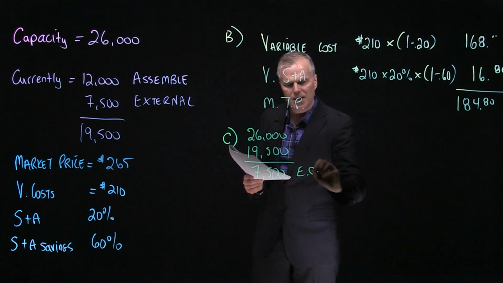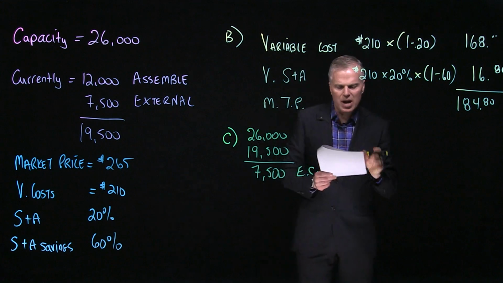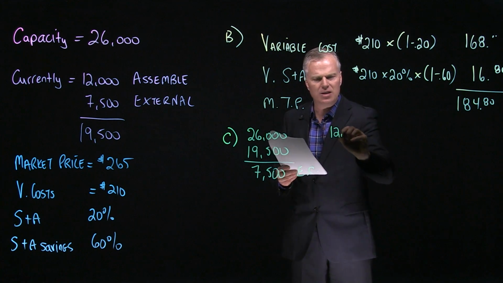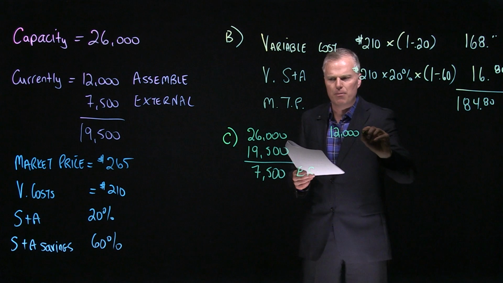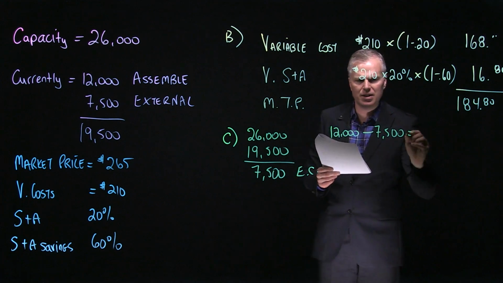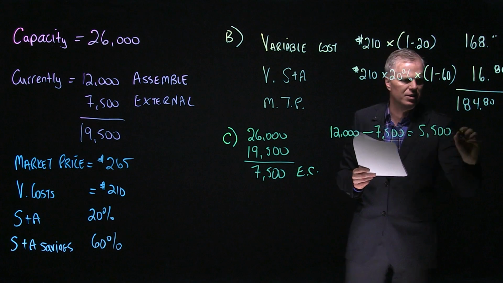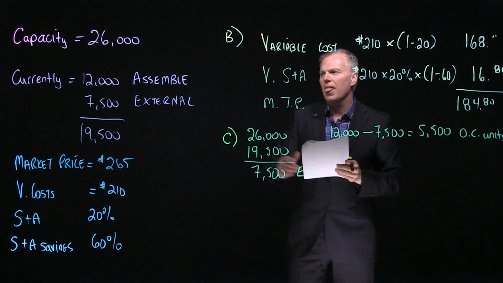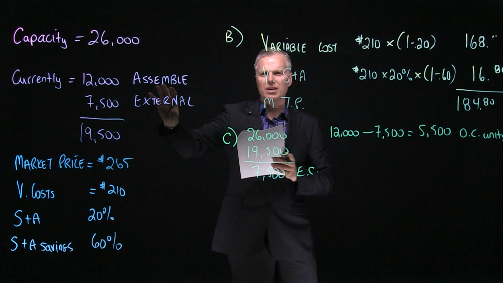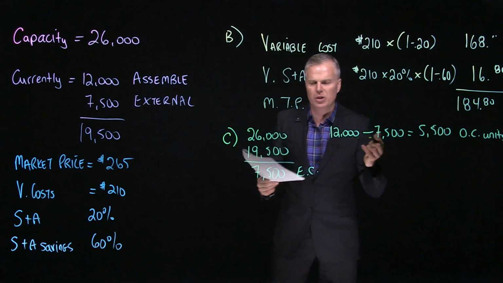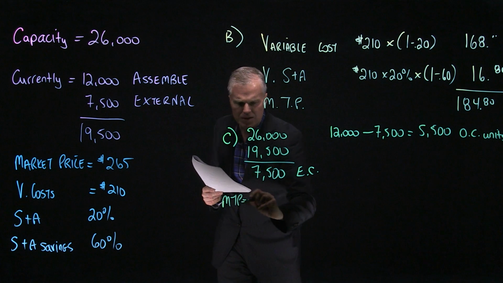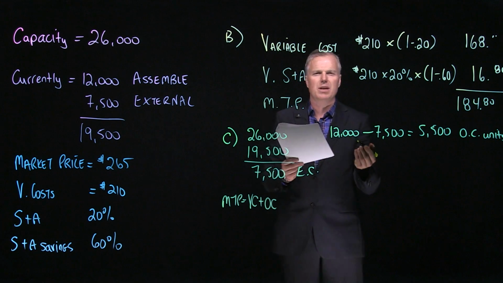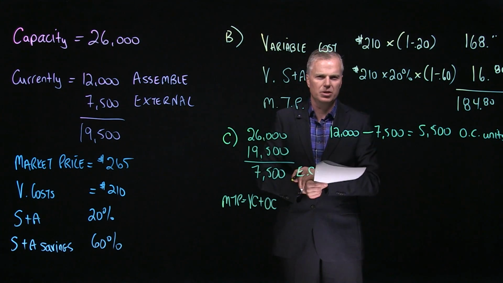That's our excess capacity. Well, we have this opportunity to transfer another 12,000 to assemble. So another 12,000 minus the excess capacity of 7,500 means that we're going to have 4,500 as our opportunity cost for units. This means that we're going to have units that we can no longer sell externally, and that creates an opportunity cost for us. So we know that when an opportunity cost is involved, minimum transfer price is equal to variable cost plus opportunity cost. So in this case, we have to give up external sales. That is an opportunity cost for us.